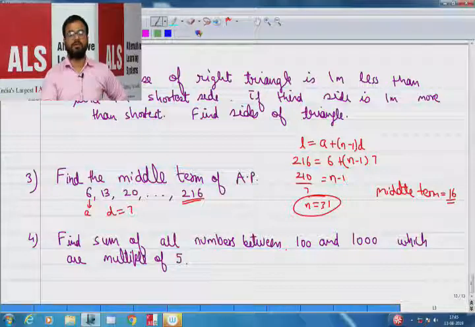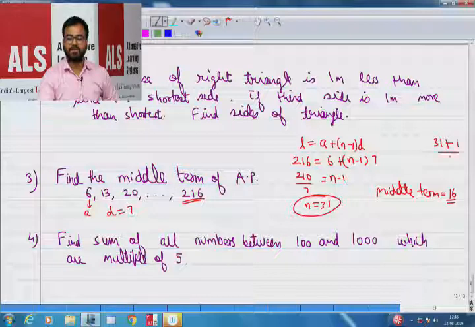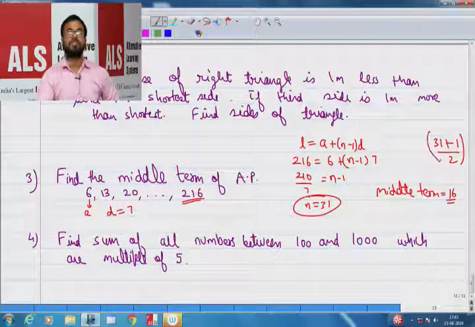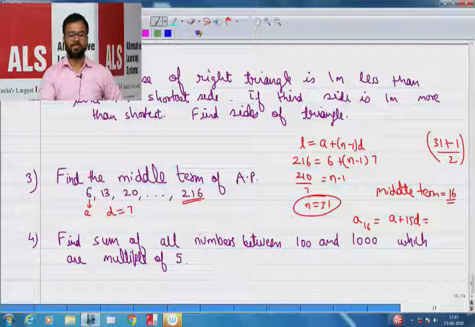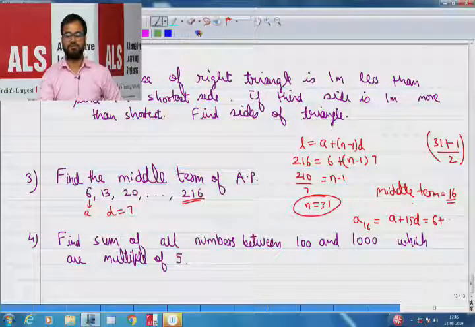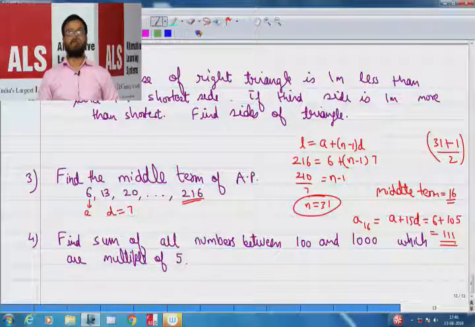And how can we find the middle term? 31 is an odd number, so the middle term will be 31 plus 1 divided by 2, which is the 16th. Now we can figure out the 16th term. So A16 is equal to a plus 15D, which is 6 plus 15 into 7, which is 105. And 105 plus 6 is 111. That is the middle term of the sequence.